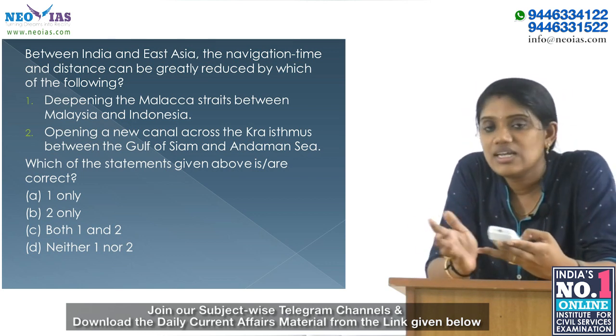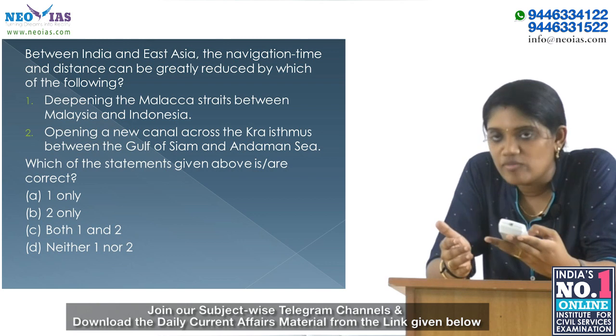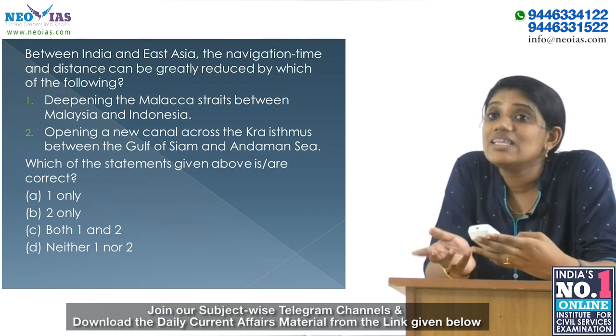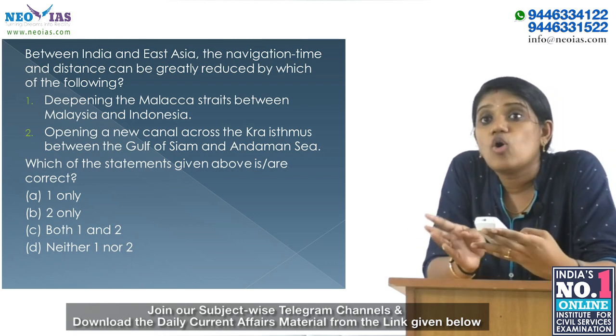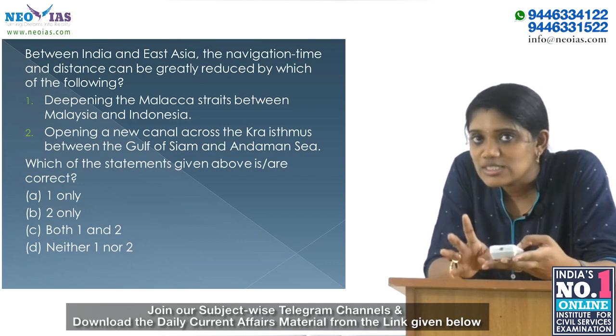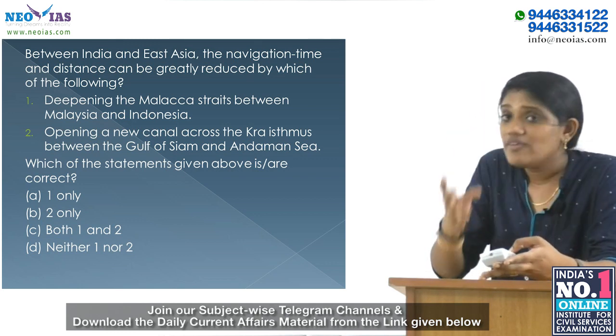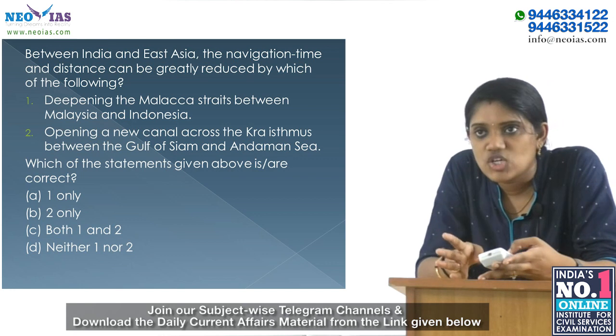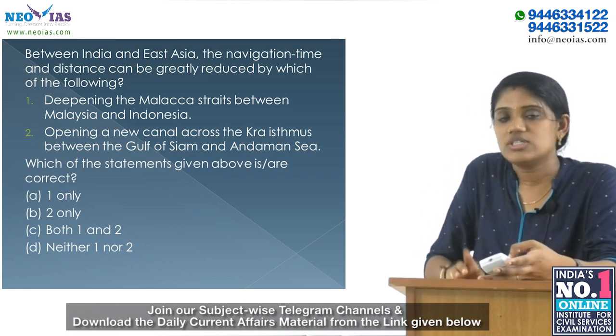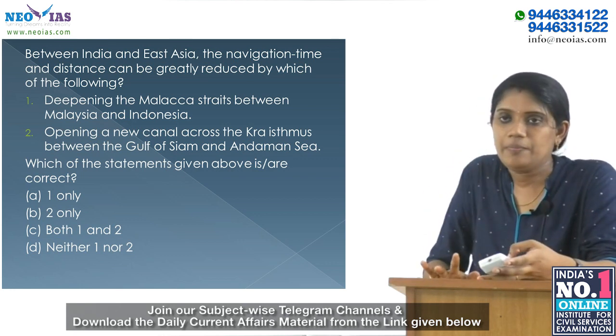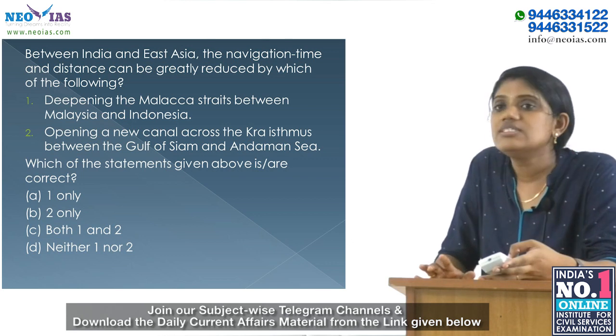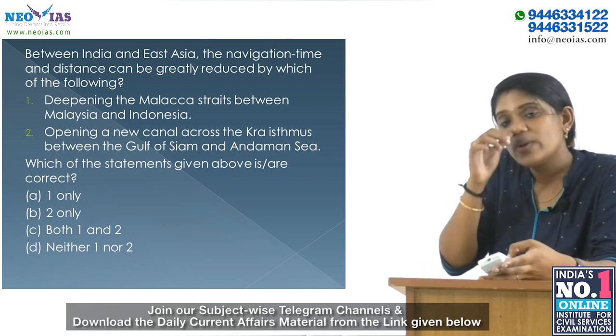So let's take both options one by one. So here let's see the second statement. That means opening a new canal in Kra Isthmus. So it can reduce the navigation time and distance. Okay. So statement 2 is a right statement. Then let's move to the first statement in this question. Actually, it requires an explanation.